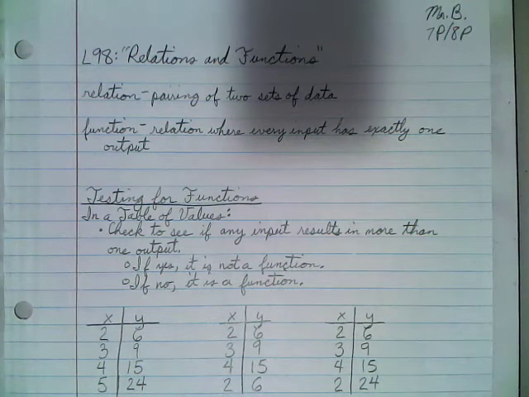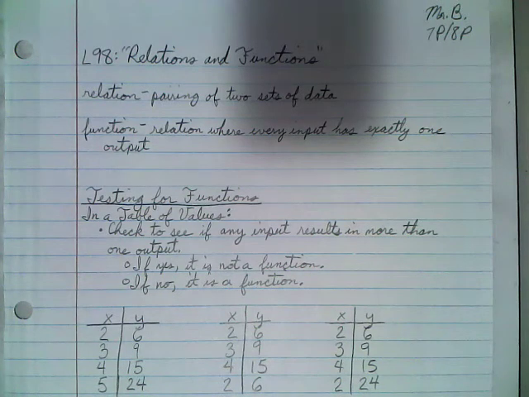A relation is a pairing of two sets of data. Those two sets of data can be all kinds of things. It could be your name with your phone number, like the phone book. It could be your name with your birthday. It could be your height and your weight.